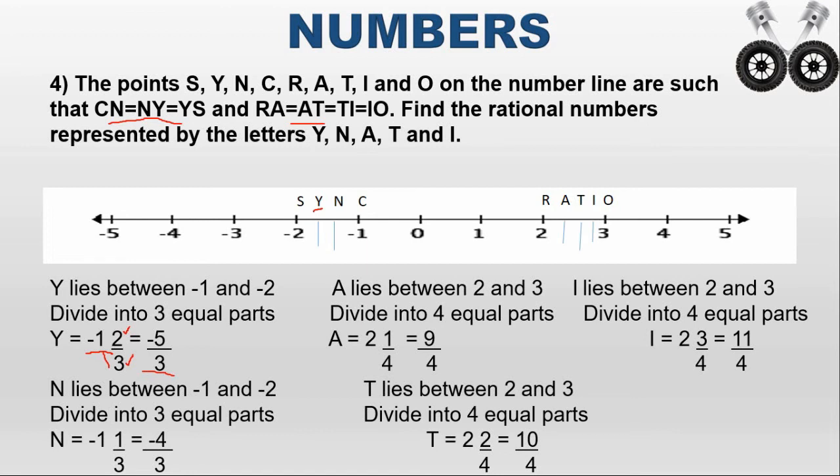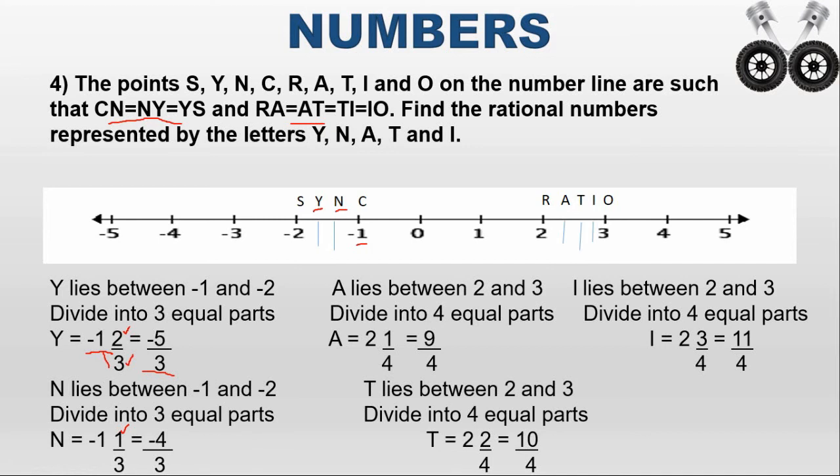Next you have to find the value for n. Where the n lies, it lies between -1 and -2. It is divided into 3 equal parts. Next you have to write the number as a mixed fraction. The number which lies nearer to 0 is -1, and where the n lies, it lies in the first part. That can be written in the numerator. And how many parts is it divided into? It is divided into 3 equal parts. That can be written in the denominator. So the mixed fraction is -1, 1 by 3.